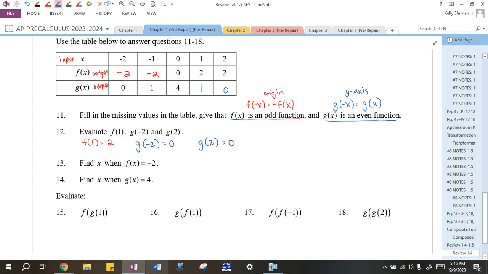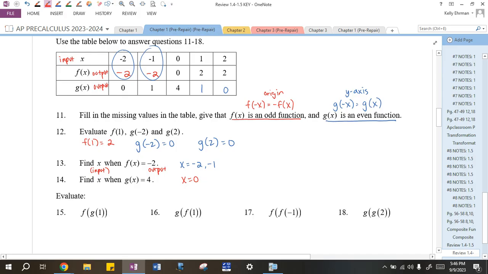All right, so input, output. And now we're going backwards. Find x, find the input when the output, when the y value, is equal to negative 2 for f. So I'm looking at f of x. F of x is negative 2 in 2 spots, here and here. So there are 2 values for x. X equals negative 2 and x equals negative 1 are both solutions that make f of x equal to negative 2. And when is g of x equal to 4? So find the input that makes that happen. So here's 4. The input is 0.